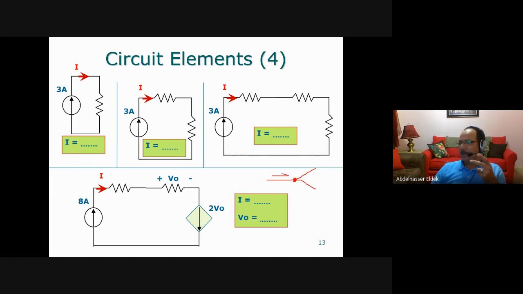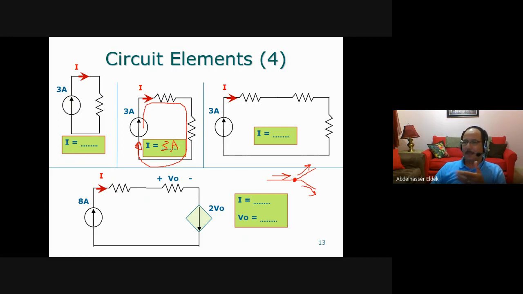If you have a current here, this current will be divided between these two branches. If the current here, for example, is 3 ampere, this one and this one will be different. The 3 ampere will be divided between the two. But in this situation, the current continues as 3 ampere and will remain 3 ampere. The current will not change. It is still 3 ampere. Then I is 3 ampere.